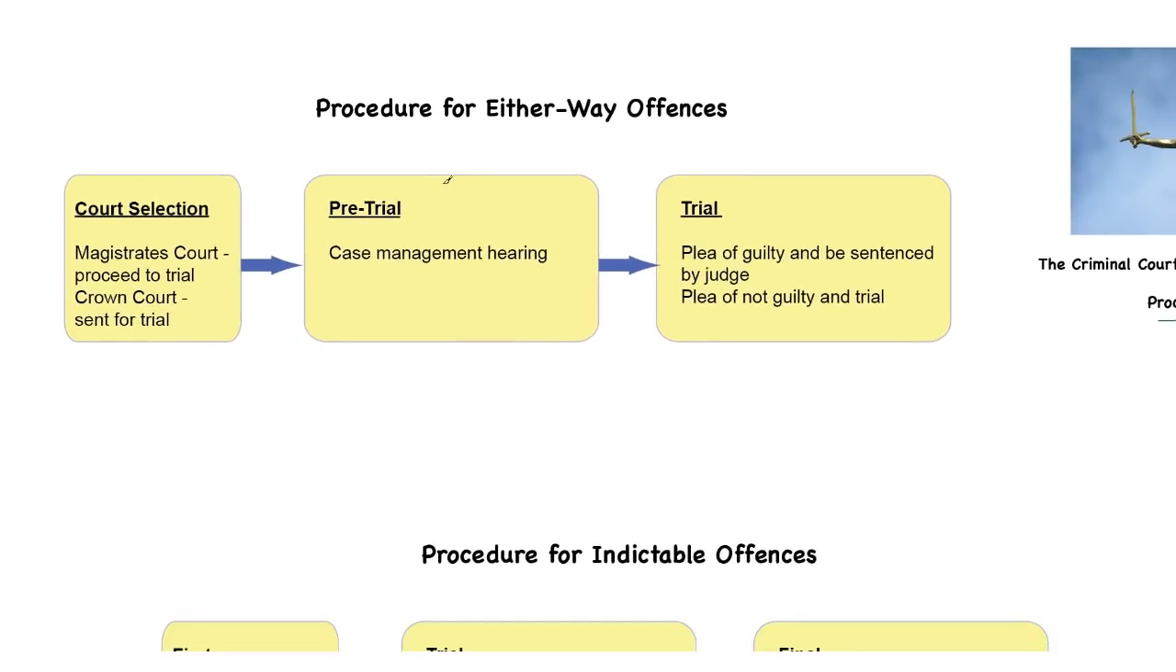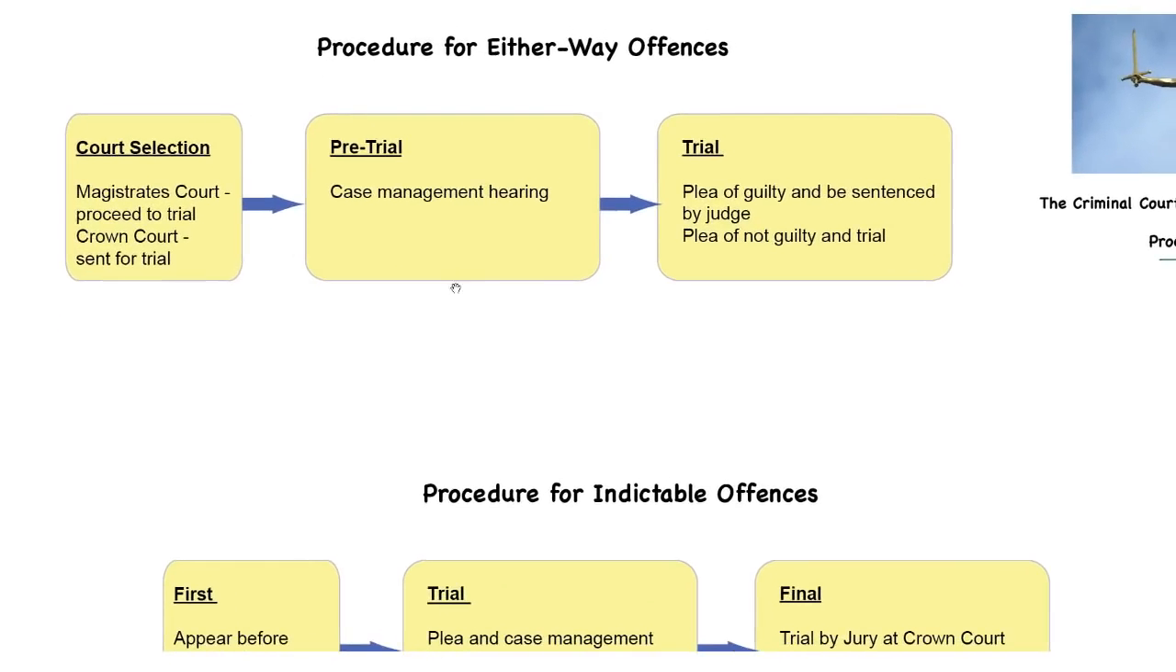Either way offences are slightly more complex. Generally, we start with the court selection, and we know that the first hearing is always going to be in a magistrates' court, and the magistrates' court will decide, so it's a mode of trial hearing. The magistrates' court will decide whether it's going to be heard in the magistrates' court or in the Crown Court. And at this hearing, both sets of lawyers make cases as to where they want the trial.